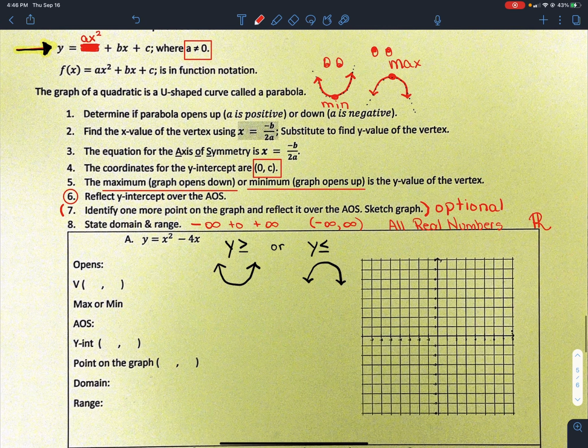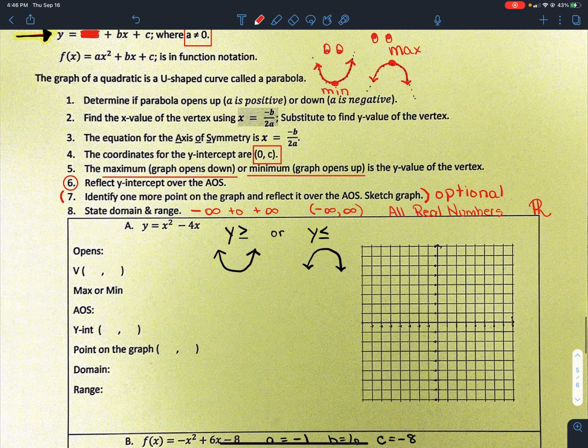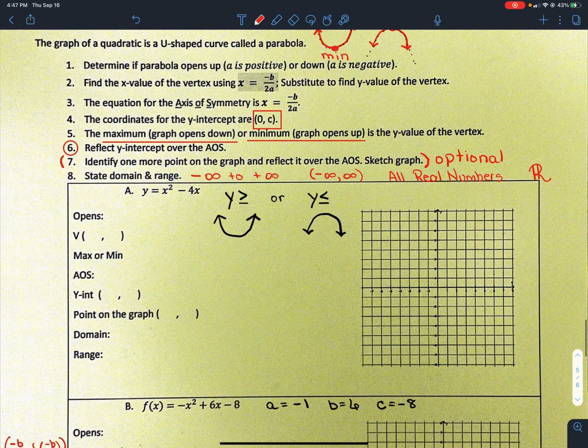Another important thing we talked about is the axis of symmetry. That is the dashed line that cuts the graph symmetrically in half. So whatever happens on the left side of the axis of symmetry is the exact reflection on the right side of the axis of symmetry. Okay. The Y-intercept is always 0C.